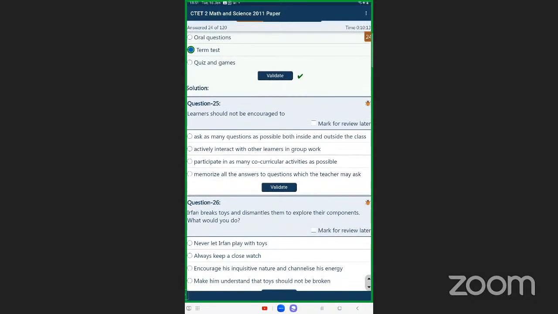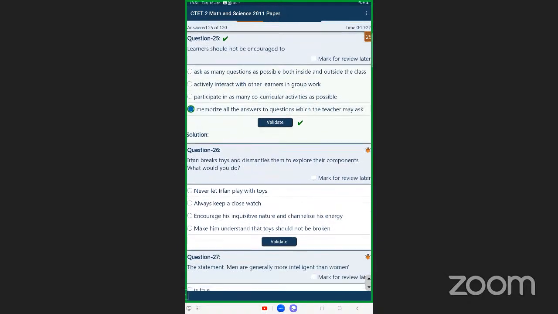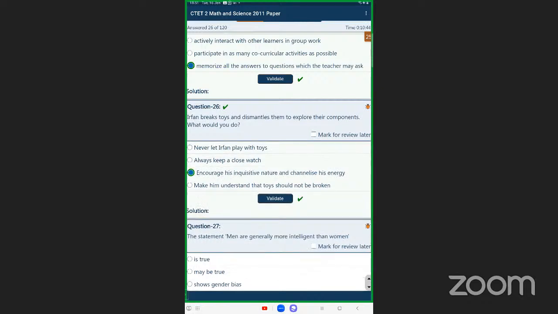A learner should not be encouraged to memorize all the answers to questions which the teacher may ask. Memorizing is not the correct way. Irfan breaks toys and dismantles them to explore their components. What would you do? Encourage his inquisitive nature and channelize his energy.